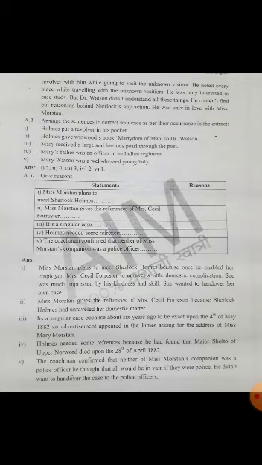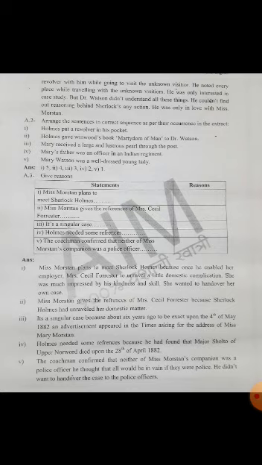Answers. First, answer number 5. Second, fourth, third, fourth, second, and fifth one. This is visible on your screen. So study it carefully.